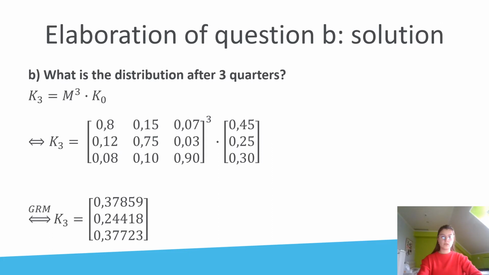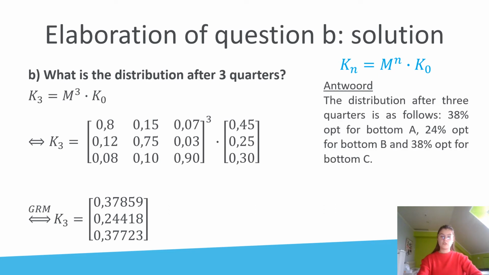We solve this with our calculator. This is the distribution. The distribution after 3 quarters is as follows. 38% opt for bottom A, 24% opt for bottom B, and 38% opt for bottom C.